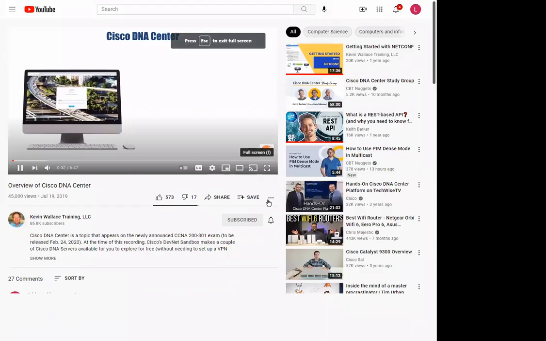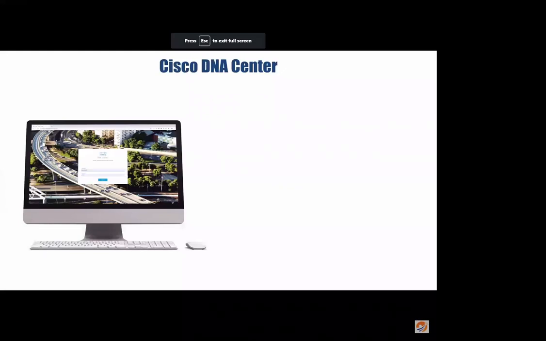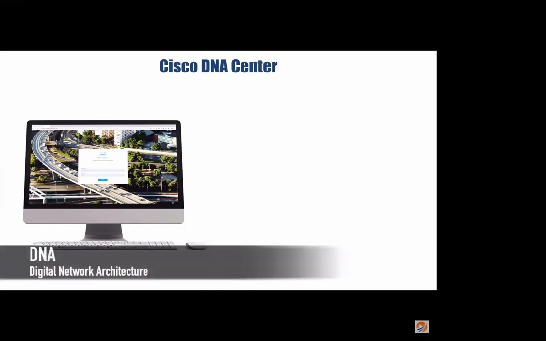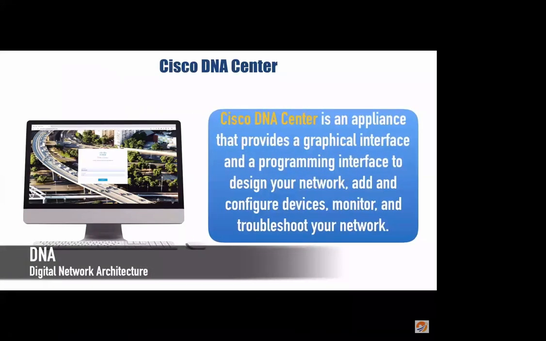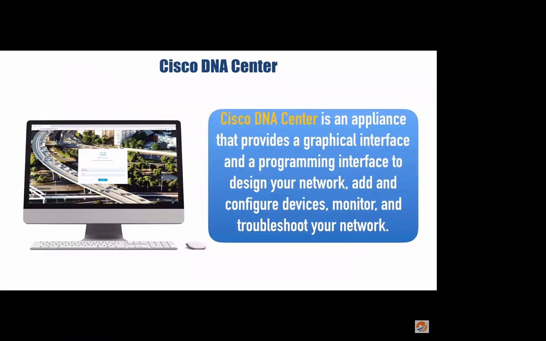In this video, we want to take a look at a way to manage our network using a graphical and a programming interface. It's called Cisco DNA Center. And Cisco DNA Center is an appliance that we can install in our network, or there's an option for having DNA in the cloud. But this is going to give us a graphical interface and a programming interface to design our network, to add devices, configure devices on the network, monitor, troubleshoot our network. And I know Cisco in the past has had other graphical front ends to router configuration, such as Cisco Configuration Professional, but this is just way beyond that in the scope of what it can do.